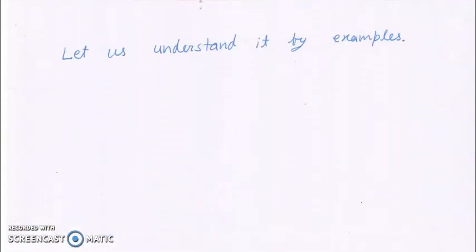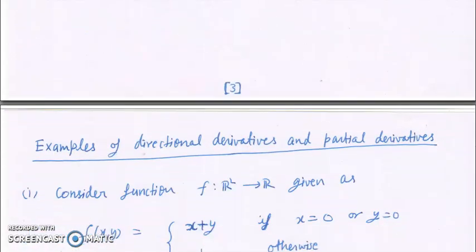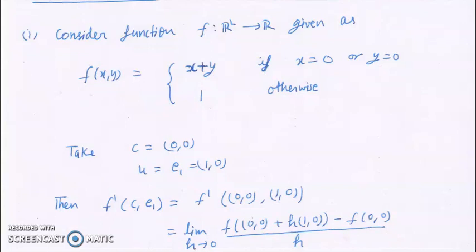So now let us do some examples to understand this. Example number 1: consider the function f from R^2 to R defined as f(x, y) equals x plus y if either x is 0 or y is 0. Whenever there is an 'or', it means both may also be 0. So either x is 0 or y is 0 or both are 0.